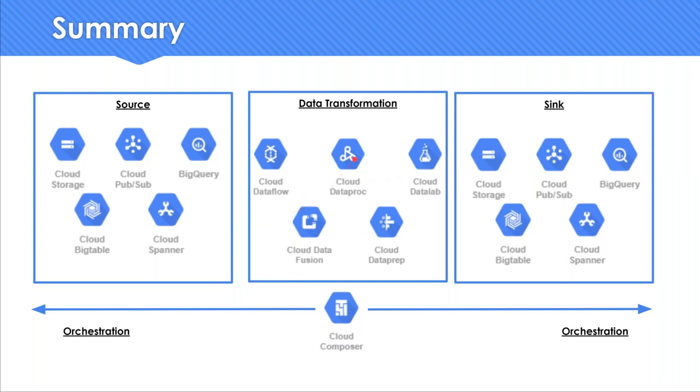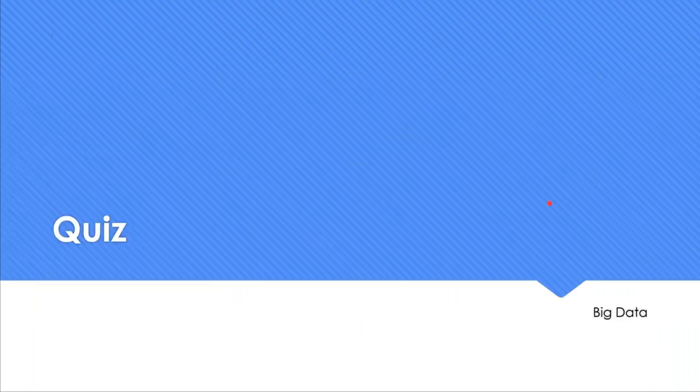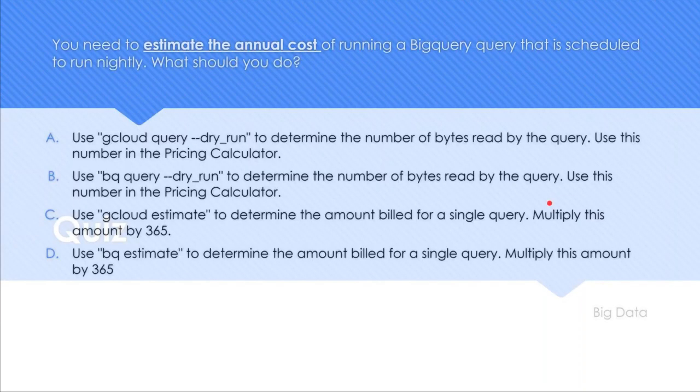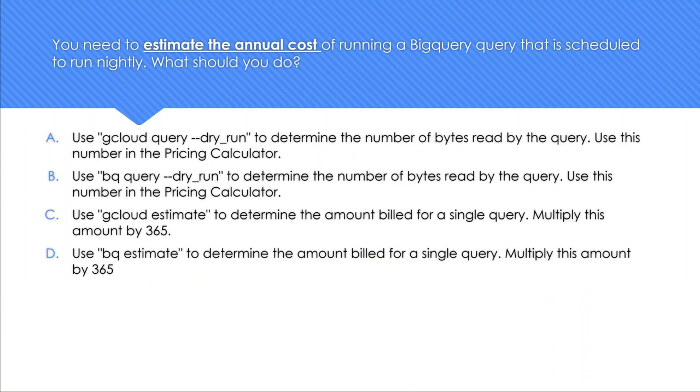Okay. No questions means you can turn your chat option to only the instructor, to me, or to private, so that we'll have some quick Q&A on big data. Basically, the first question: you need to estimate the annual cost of running a BigQuery query that is scheduled to run nightly. So the cost estimation is what you need to do. What should you do basically? So go for it. 2 minutes.